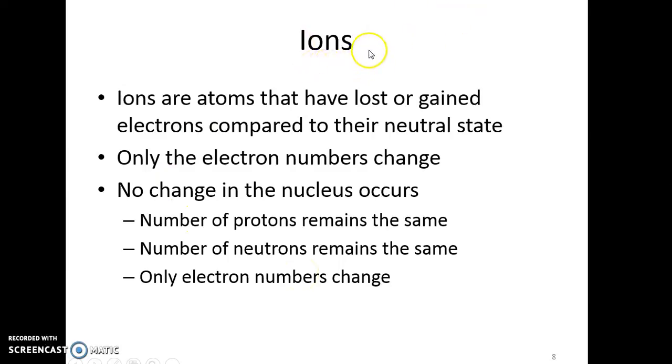Now, ions are atoms that have lost or gained electrons compared to their neutral state. Remember, only the number of electrons is changing. The number of protons in the nucleus remains the same, so it remains the same element. So if potassium loses an electron, it's still potassium, but what does change? The number of electrons, and so there is a charge on that atom, and then we call it an ion.